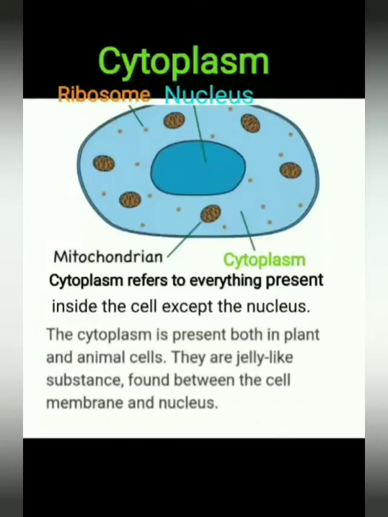The cytoplasm is a jelly-like substance present between the plasma membrane and nuclear envelope. The cytoplasm consists of an aqueous substance known as cytosol, which contains a variety of cell organelles. The cytoplasm performs various metabolic activities such as glycolysis.